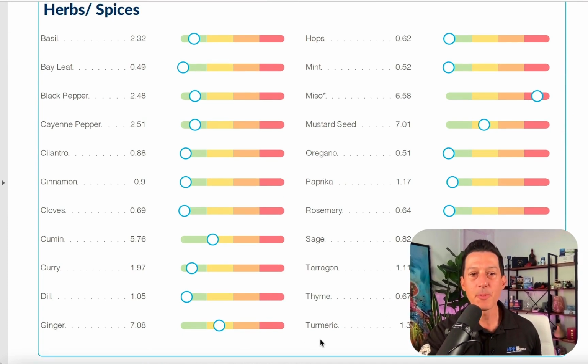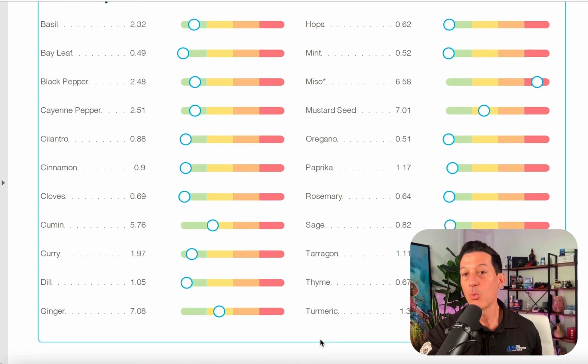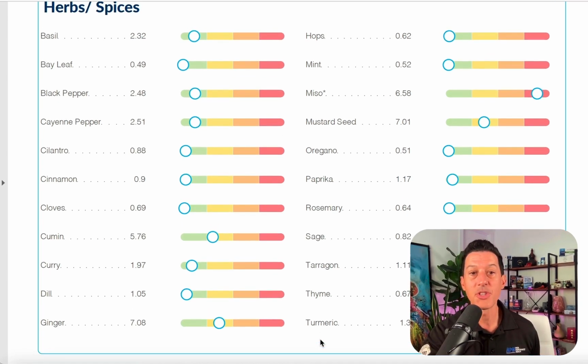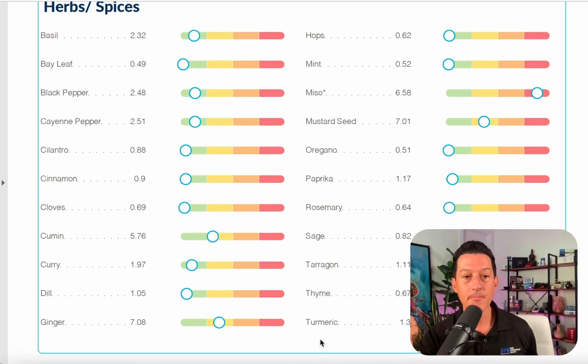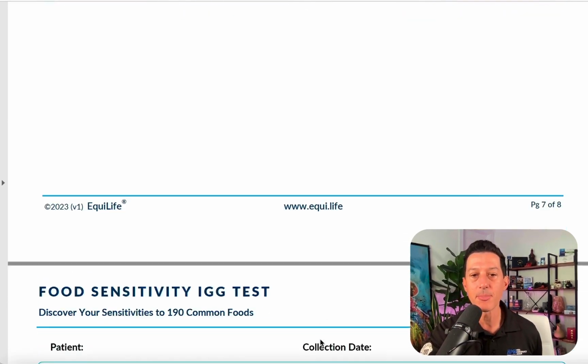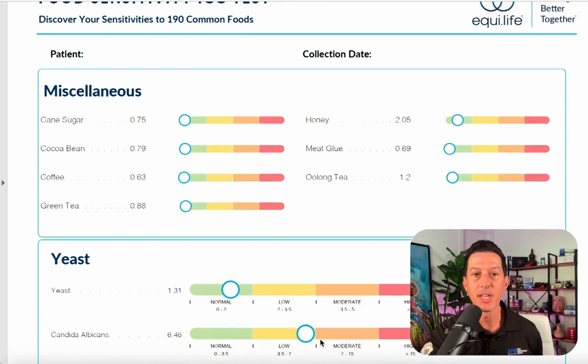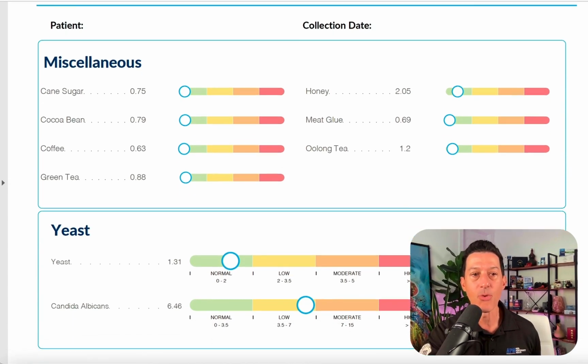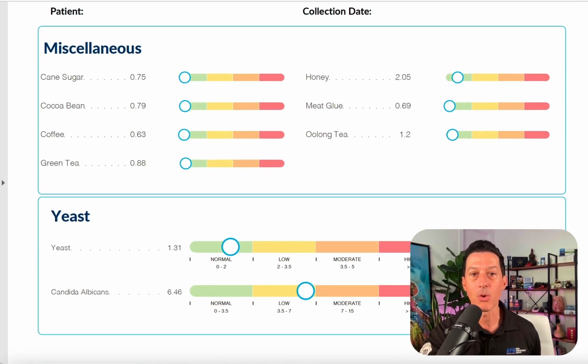Okay, herbs and spices. This person has, which we don't typically see, a few herb and spice sensitivities. Cumin, which is in curries and different spices like that. Ginger. These are mild, but still they're there. Miso is on the higher end. We see that quite often with fermented soy. And we see mustard seed is mild. So a couple random ones. Everybody has a couple random ones sometimes, not usually with herbs, but this person does. And then nothing under miscellaneous for coffee or tea or honey, etc.